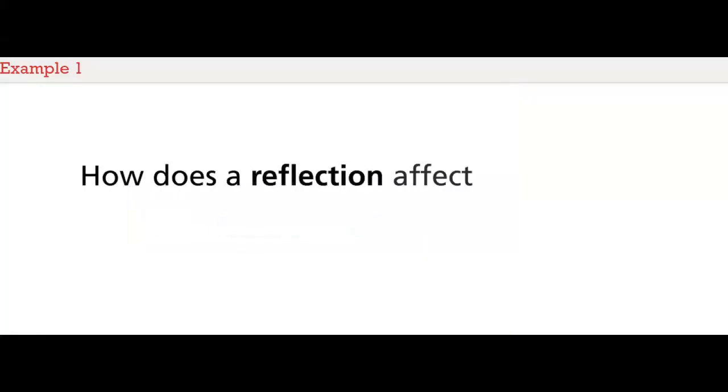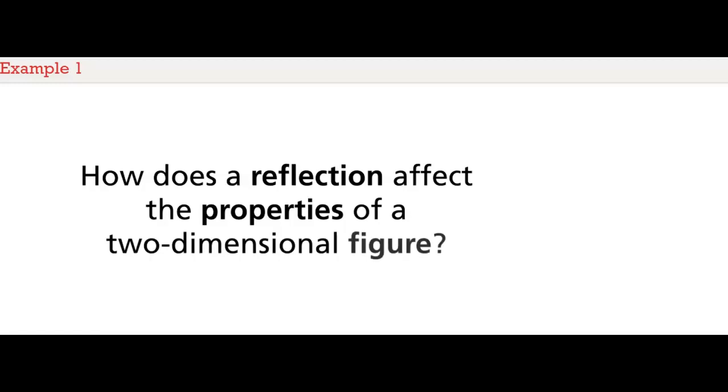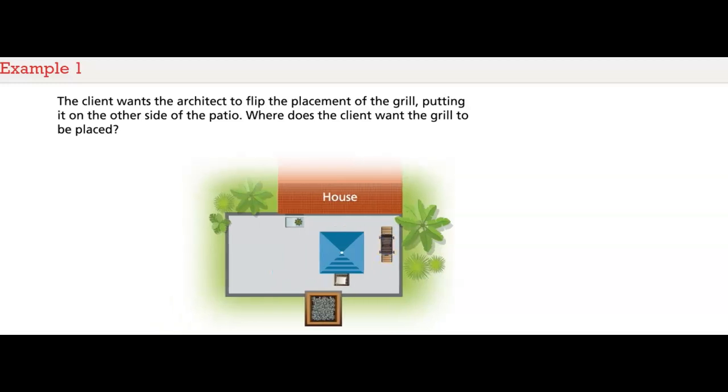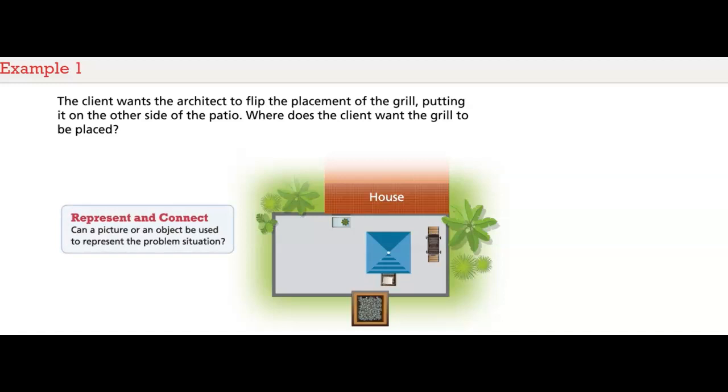How does a reflection affect the properties of a two-dimensional figure? Think about this question during the lesson. The client wants the architect to flip the placement of the grill, putting it on the other side of the patio. Where does the client want the grill to be placed? Can a picture or an object be used to represent the problem situation?